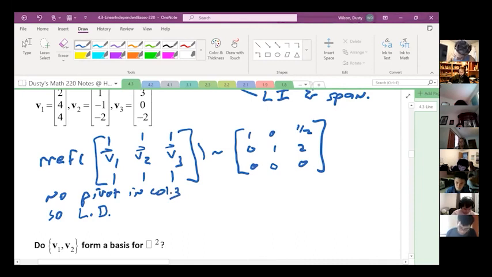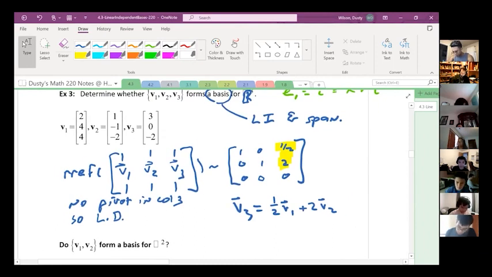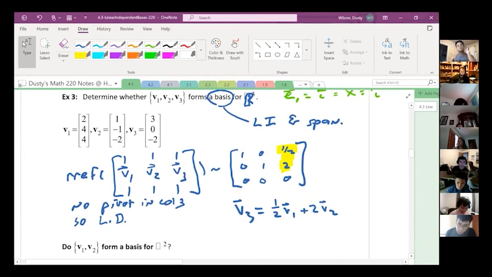Okay. And specifically, let's think about what this 1/2 and this 2 represent. What those are telling us is that the third vector is equal to 1/2 of the first vector plus 2 of the second vector. Okay, let's see whether that holds up. Here's the 1/2, here's the 2. Let's see if this works.